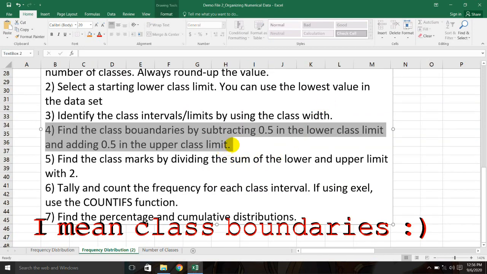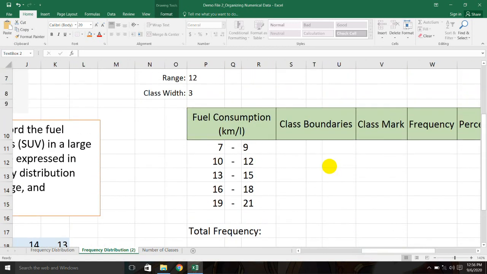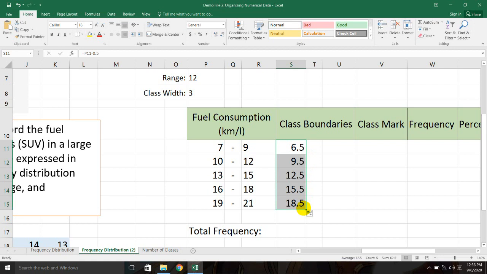To find the class boundaries, we just need to subtract 0.5 from the lower class limit and add 0.5 on the upper limit. So here, in our example, the lower limit is 7. So all we need to do is to subtract 0.5 from 7, so that the answer is 6.5. And by copying this formula, ayan, copy natin yung formula, we now have the lower class boundaries for the left side.